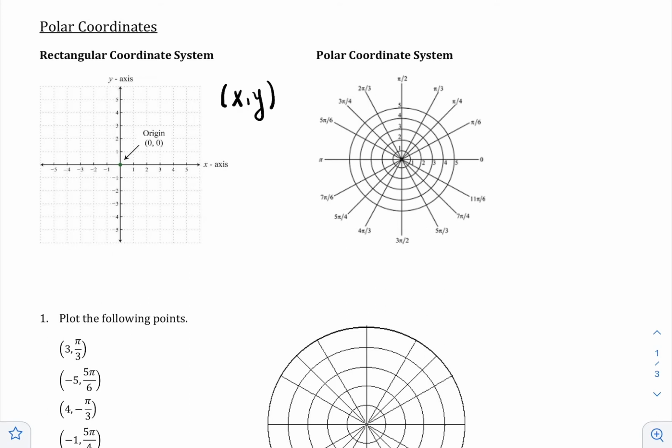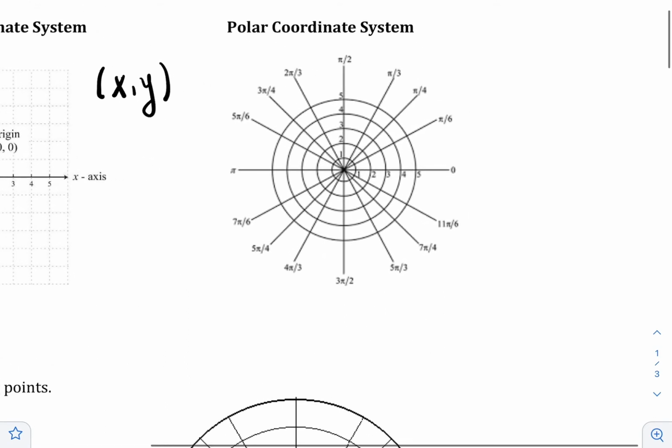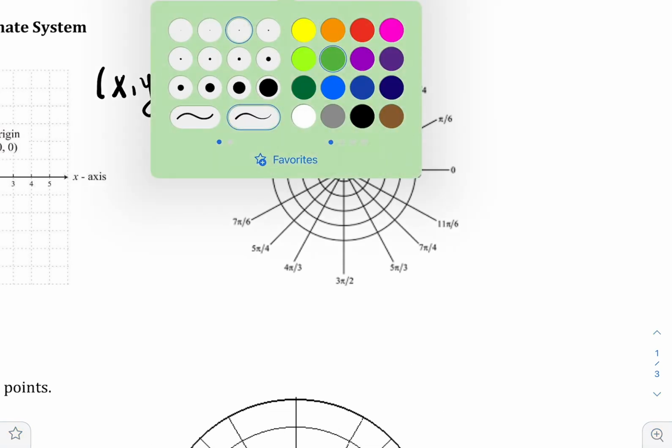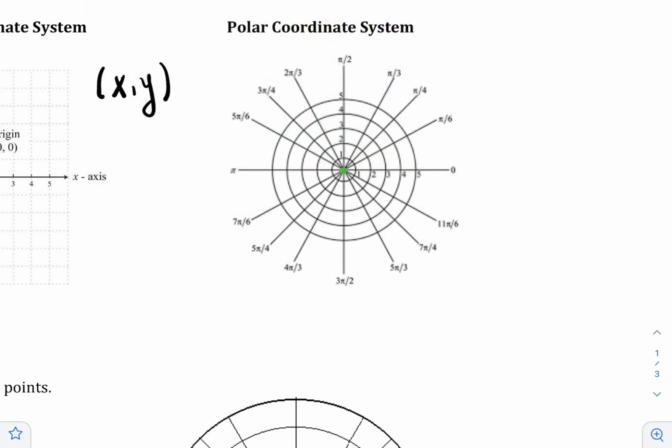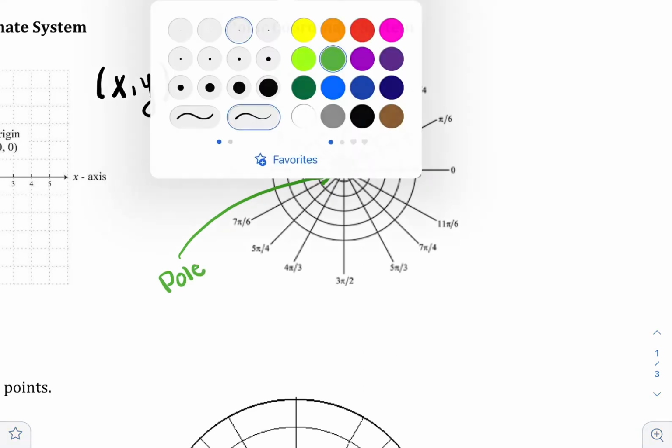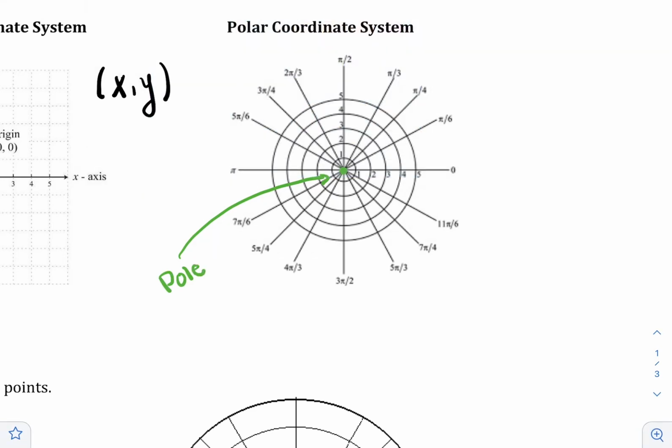So there are two things that are important about the polar coordinate system. The first is the point in the middle, which is normally called the origin in the rectangular coordinate system, is called the pole. So the pole is the origin. And then the other thing that's important is that this axis here is called the polar axis. So the polar axis is the positive x-axis.